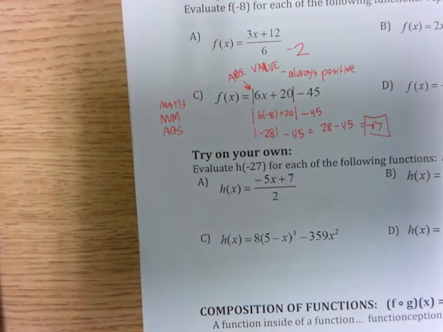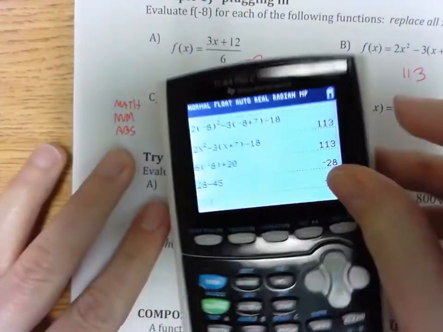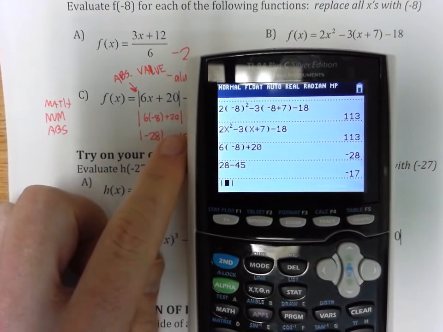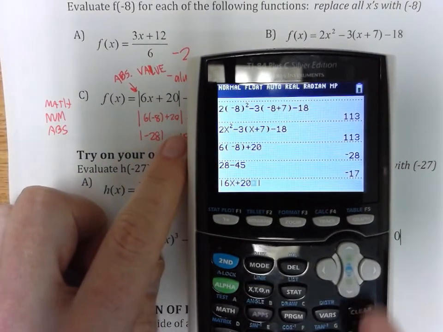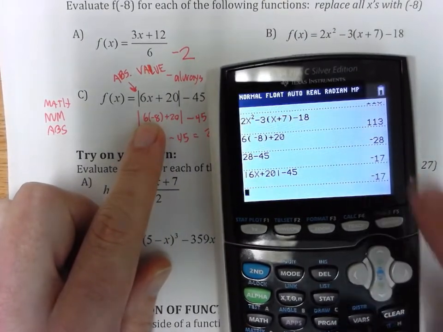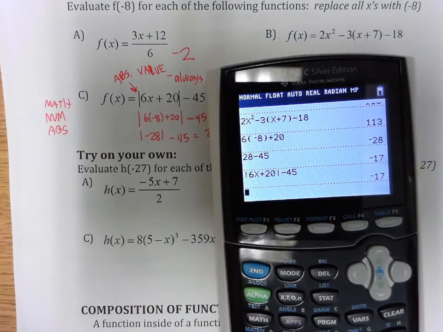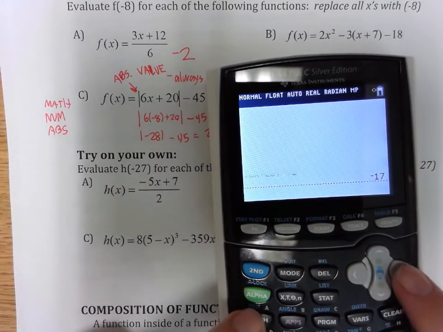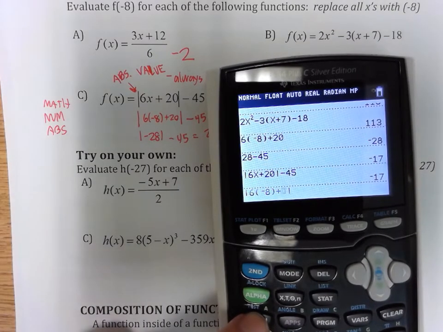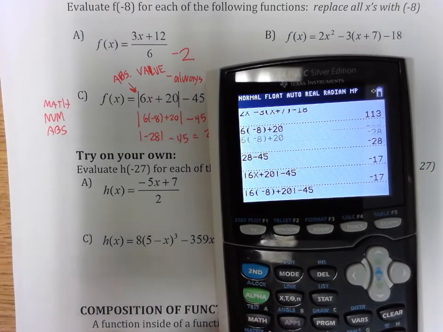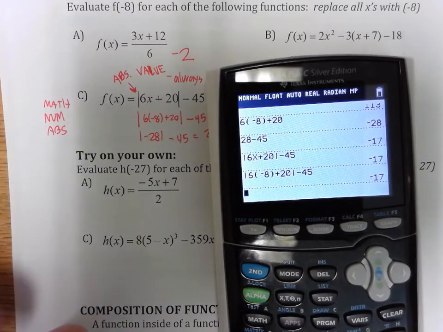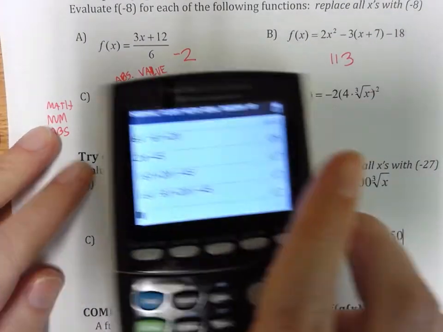ABS. So since I still have negative 8 stored in for x, I'm going to type in what I see: 6x plus 20. Right arrow out of that absolute value and put minus 45. There's your negative 17. Or if you don't feel comfortable typing x, you could do the old use parentheses and get it that way too. Because remember, x is not negative 8 by default. We had to store that in there. So it required a little bit of effort.